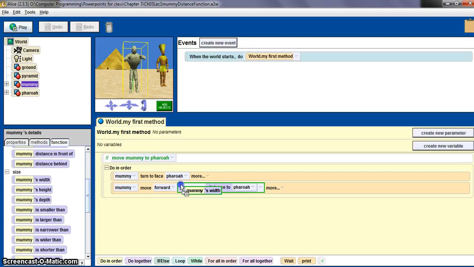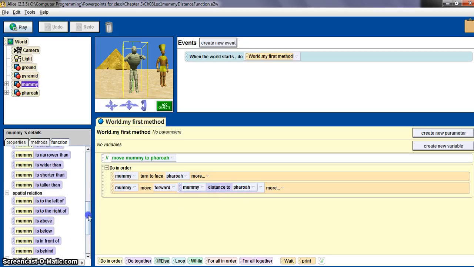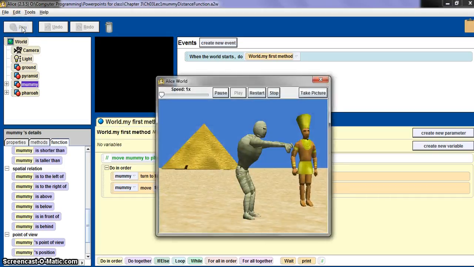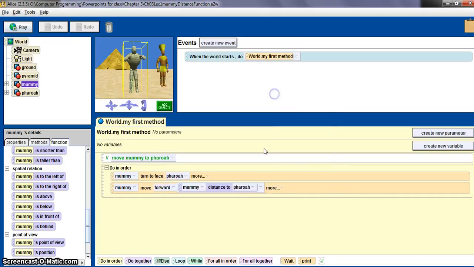That would be weird to have it move forward its width, but you could. So that's another number. And spatial relation, this would be more along the lines of asking the question. So watch what happens, though, when I do this. So it turns to face pharaoh and moves forward that distance. It turns, and uh-oh, there's a problem. So we're going to talk about how to solve that problem.